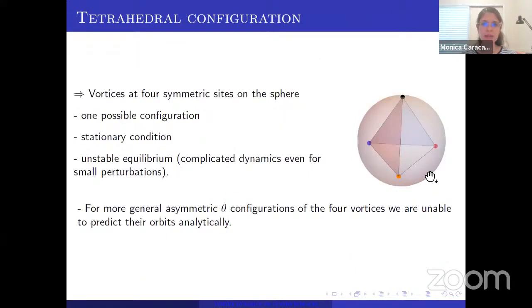And just the last one is not coplanar anymore. You consider a tetrahedral configuration. This is also a stationary one. Also, all the velocity. But in opposition to the other case, here, if you try to perturb it, the system is totally lost. You cannot predict the orbits anymore. Unstable.